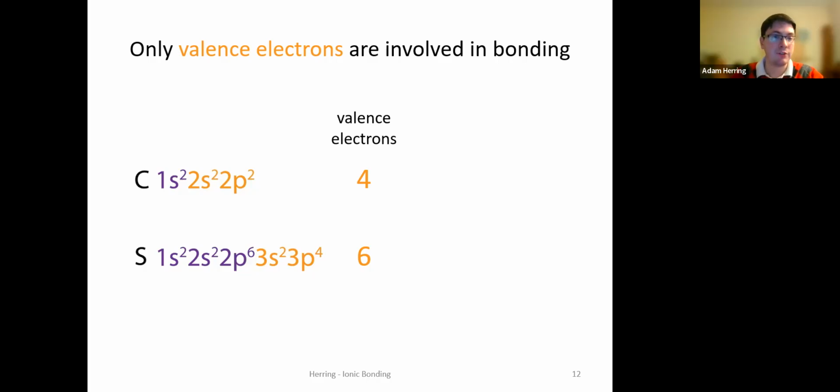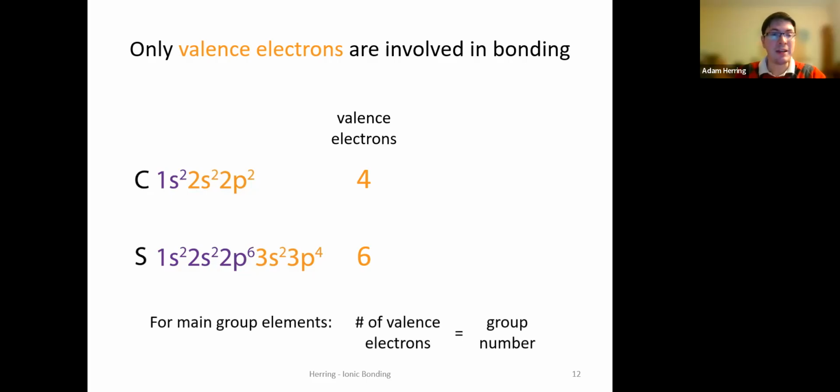Carbon, for example, has 4 valence electrons. There are 4 electrons in its outermost shell. Sulfur has 6 valence electrons. There are 6 in its outermost shell. And for main group elements, the number of valence electrons is equal to the group number. This allows for an easy way to determine how many electrons a given element has, and later we will see it helps us to determine the number of bonds that it likes to form.